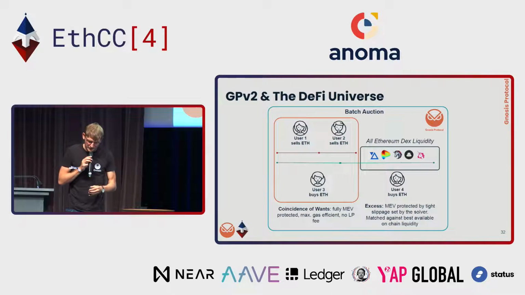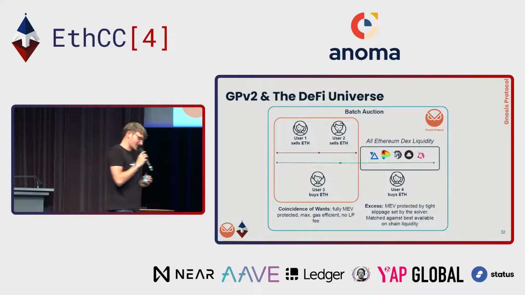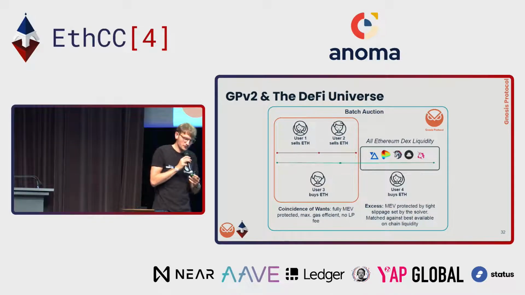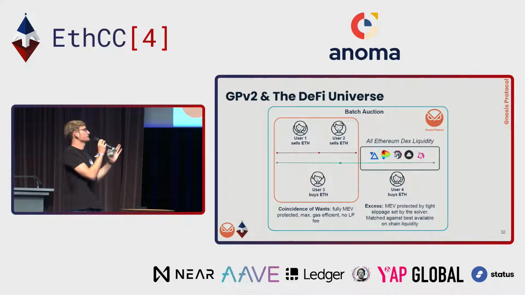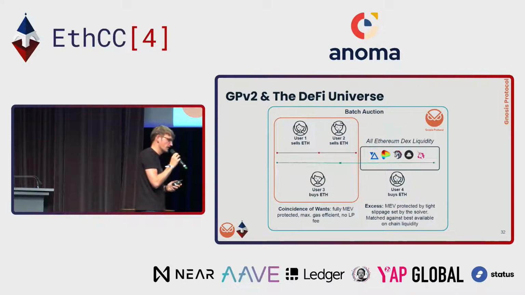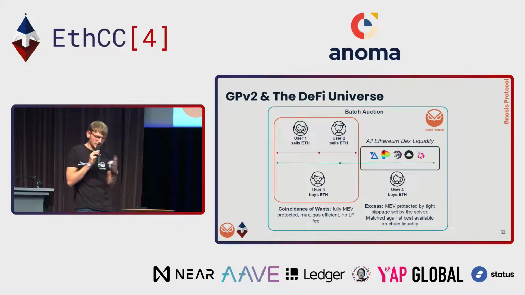Okay, so MEV protection also was kind of the theme of the talk. Maybe to recap how trades are protected from MEV. There's basically 2 parts of it. The first one is if your trade is part of a coincidence of wants, then you're fully MEV protected because the price at which you're traded is decided off-chain. We're just transferring tokens back and forth.